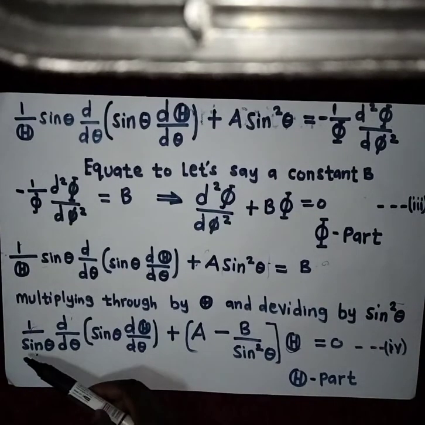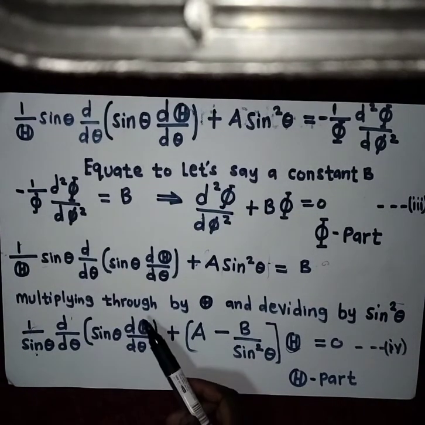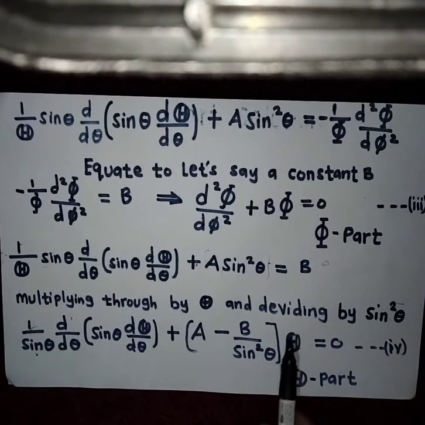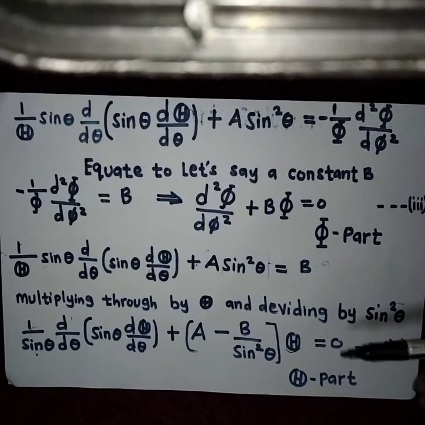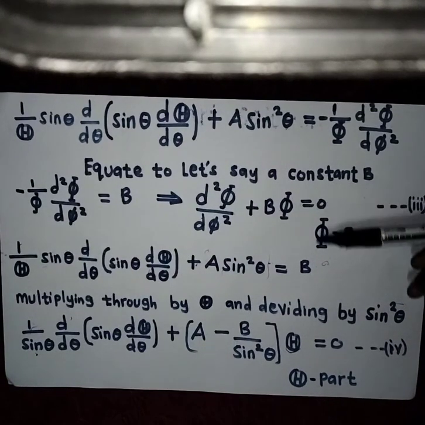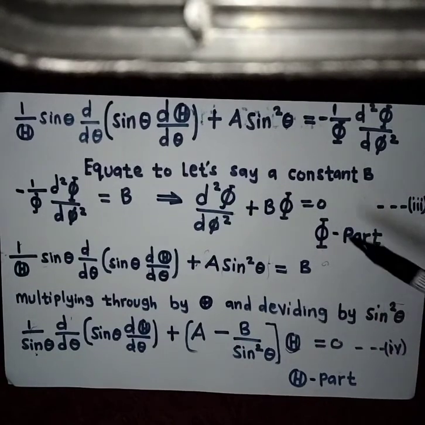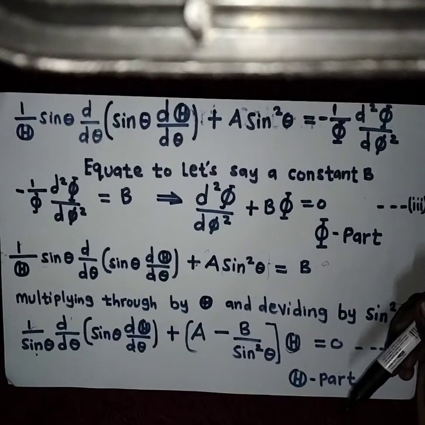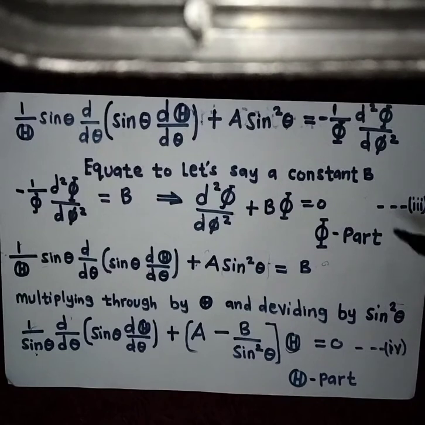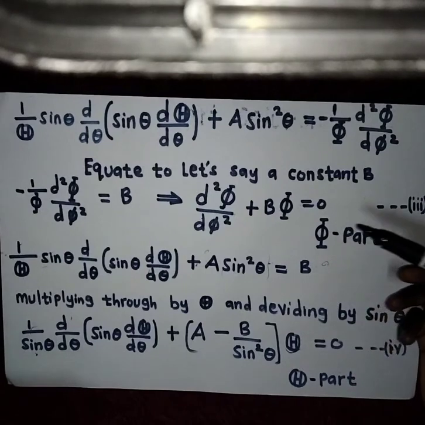So the theta part is just 1 over sine theta d/dθ of (sine theta dΘ/dθ) plus (a minus b over sine squared theta) times Θ uppercase is equal to 0. So this one is my theta part. By the separation of variables, I've come up with the phi part and also the theta part. So I hope that lesson is okay to you, and follow that procedure to do more, because the next thing we are going to do is the solution of the theta part and also the phi part. But I'll start with the phi part, then I go to the theta part.